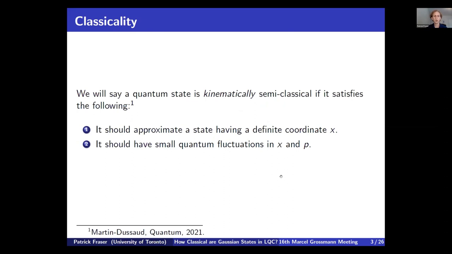So we're going to say that a quantum state is kinematically semi-classical if it satisfies the following two criteria. First, it should approximate a state having a definite coordinate. And second, it should have small quantum fluctuations in the canonical observables of the theory. Of course, these are whatever the canonical observables happen to be for the relevant quantum theory. These are not intended to be exhaustive conditions, just necessary conditions. And the reason I'm specifying that we're acting at the kinematic level is because even at the kinematic level, prior to all the complexities due to dynamics, we start to see some unusual and unexpected behavior already.